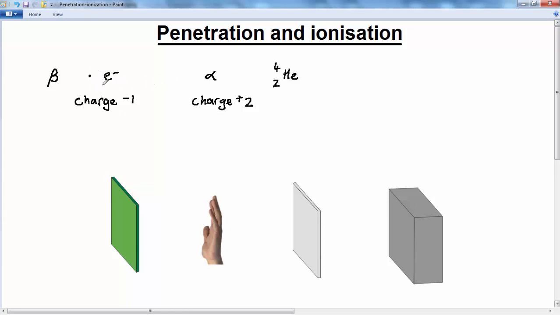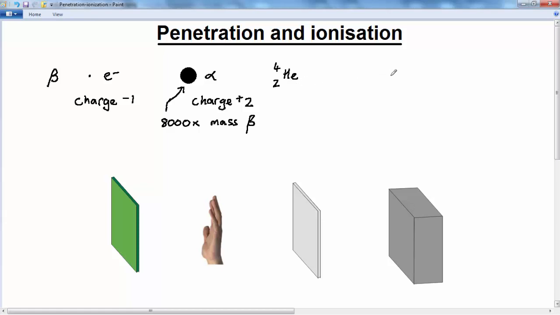We remember that the mass of an electron is approximately 2,000 times less than the mass of a proton or a neutron. So remembering that the helium nucleus, or the alpha particle, has 4 nucleons, 2 protons, 2 neutrons, that means that the mass of the alpha particle is approximately 8,000 times greater than that of the electron. Okay, so let's just make a note of that. So that's approximately 8,000 times the mass of the beta particle.